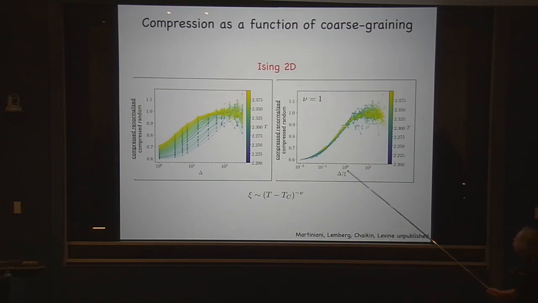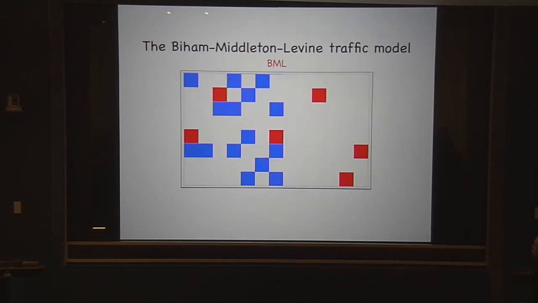You can do 2D Ising as a function of temperature. Here's what you get by the scaling procedure, the real space procedure, and here's how it collapses, all to the same curve, which says essentially everything here is just a function of delta over the correlation length, the compression thing.